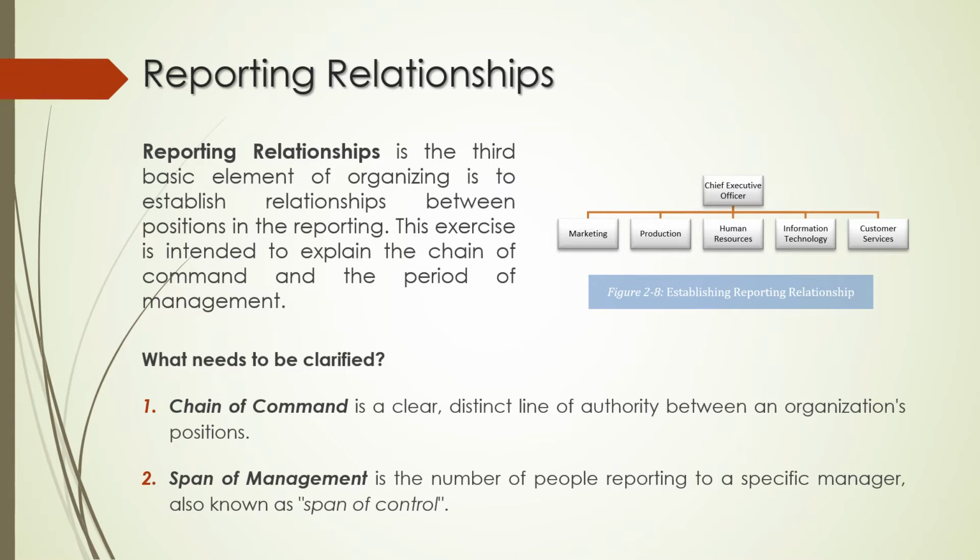Reporting relationships. The third basic element of organizing is to establish relationships between positions in the reporting. This exercise is intended to explain the chain of command and the span of management. What needs to be clarified? Chain of command, a clear, distinct line of authority between an organization's positions. Span of management, the number of people reporting to a specific manager, also known as span of control.